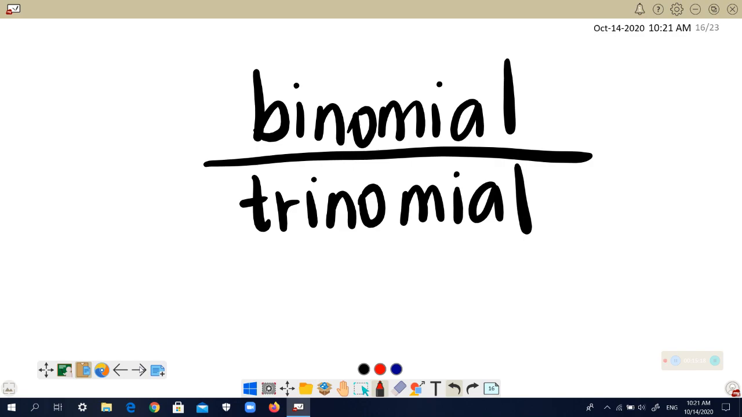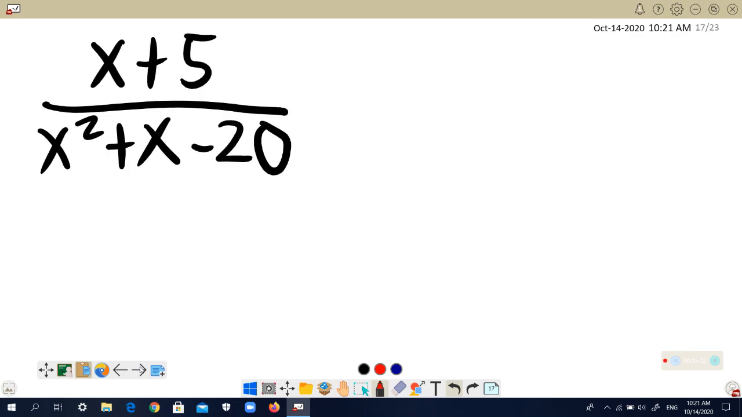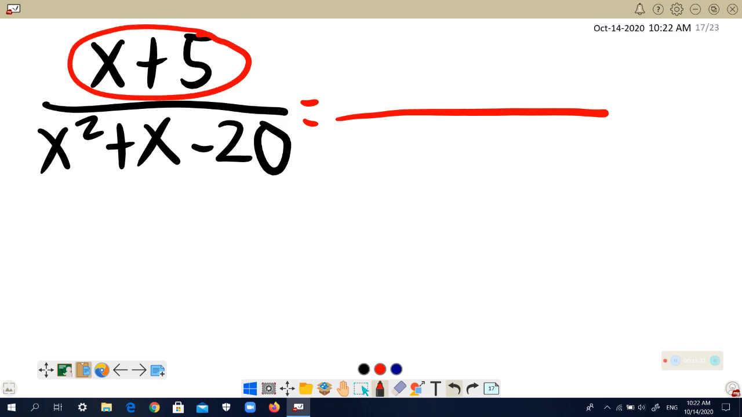And then, what if we have a binomial and a trinomial? Okay. For example, I have here x plus 5 over x squared plus x minus 20. You have to take note of the numerator x plus 5, a binomial. Do you think there are common factors between x and 5? Correct. They do not have common factors. So that's why they are already prime.